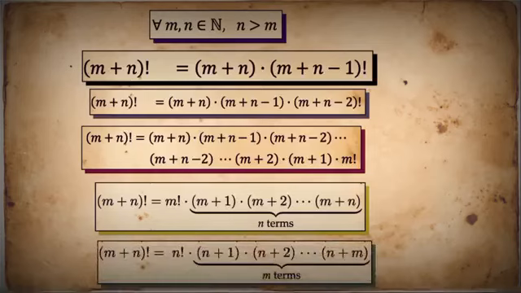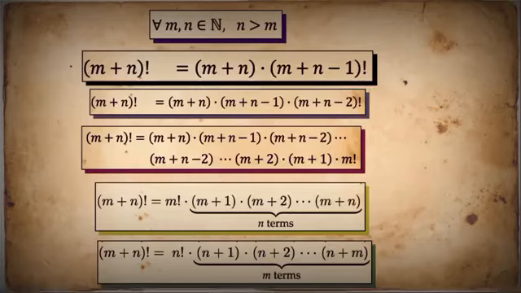By symmetry, we can write the same expression starting from the factorial of n instead of m. The factorial of m plus n also equals the factorial of n, multiplied by the product of the m terms from n plus 1 through n plus m. So, to the right of n factorial, there are exactly m terms, a perfect mirror of the first expression.